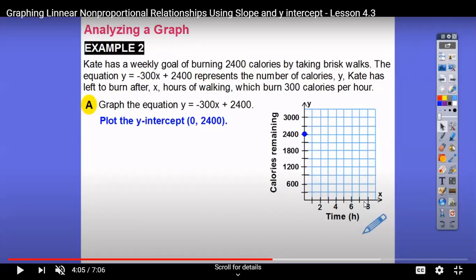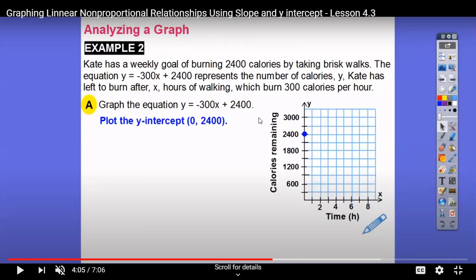The scale: X, here, represents the number of hours, and Y represents the number of calories Kate has left to burn after X hours. So the number of hours could be after 1 hour, 2 hours, 3 hours, 4 hours, and so on for the X axis. And here, this is the calories remaining. We put 600 and then 1,200 to be suitable to represent this graphically.